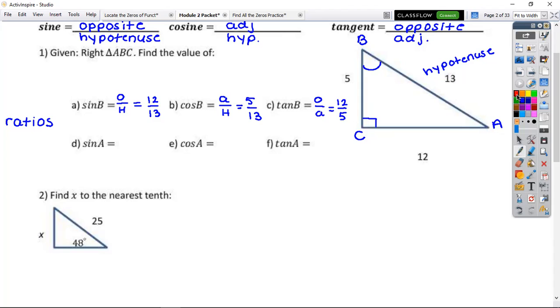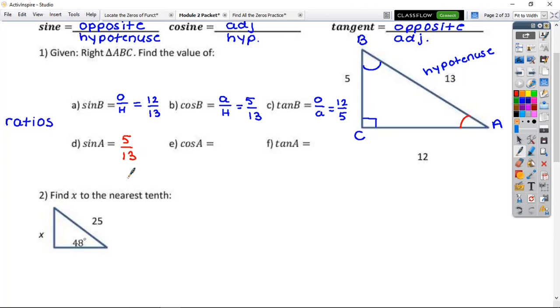Now we're going to change your point of reference to angle A instead. And yes, this does impact your answers. The only side that's not going to change is your hypotenuse, it's still here. So now if I do sine of A, I'm going to go opposite, which is now 5, over hypotenuse, which is 13. So this ratio changes to 5 over 13.